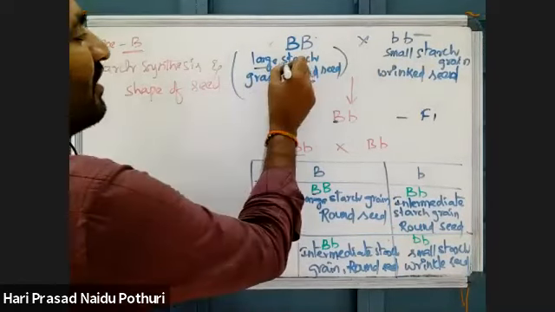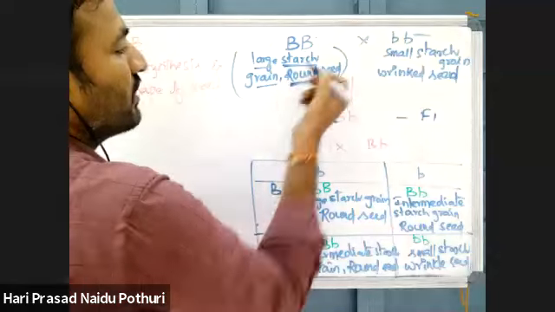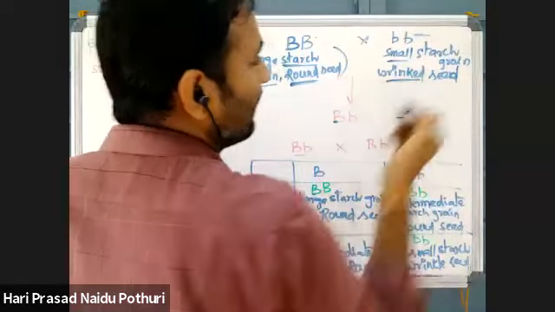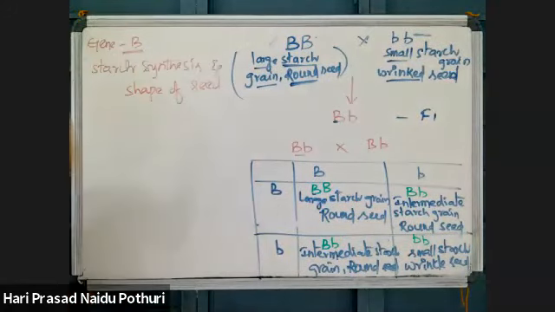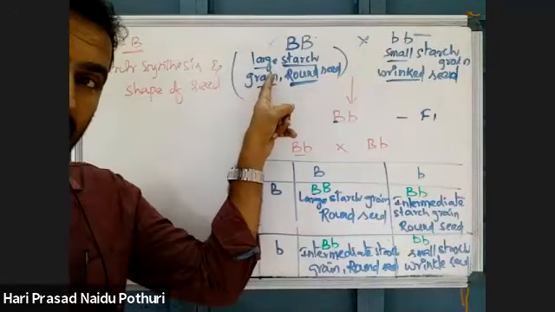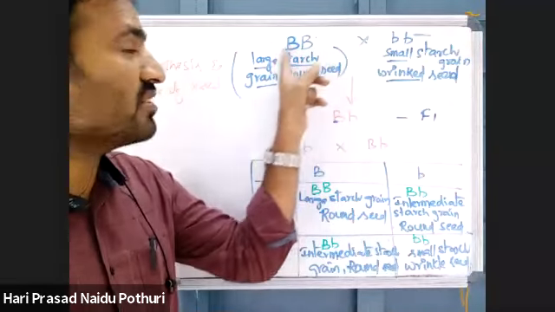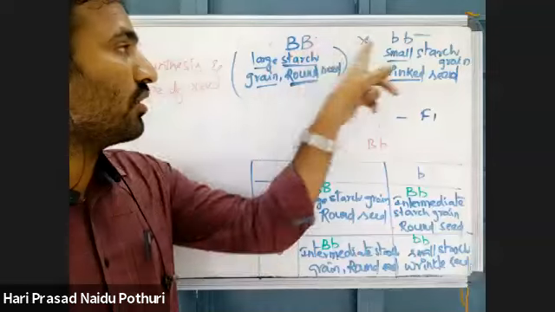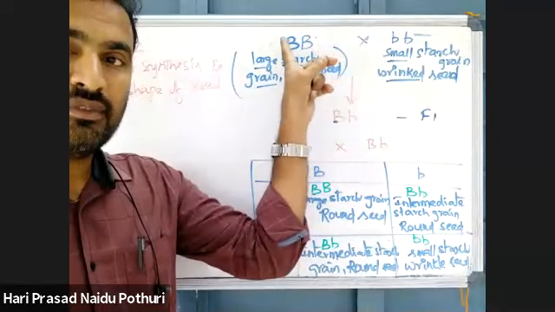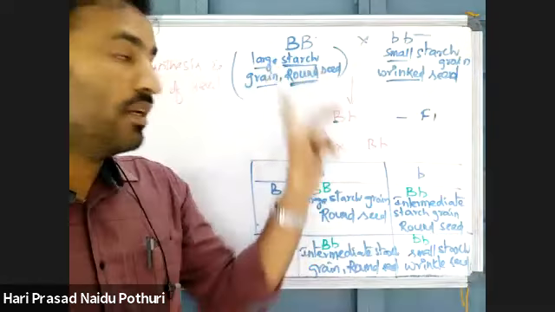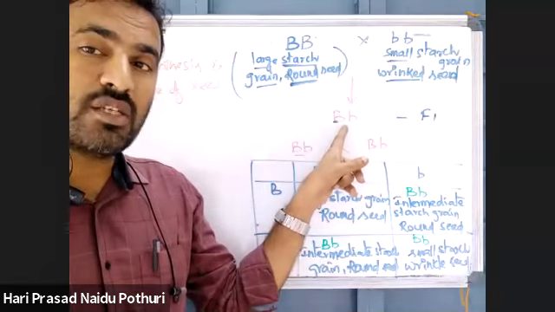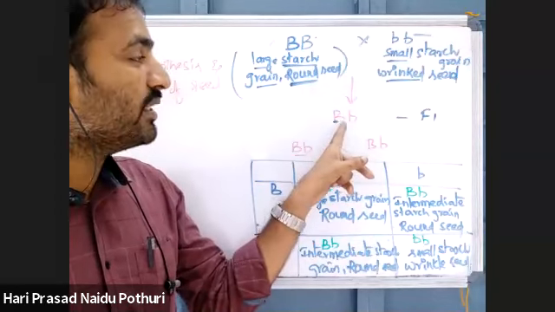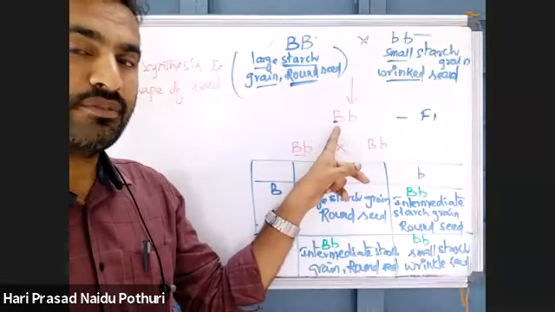See here, large starch grain, round seed is there. Here, small starch grain, wrinkled seed is there. This is a single gene. Yes or no? This is single gene, one gene. So on crossing between true breeding varieties with two characters, there is production of one F1 which is heterozygous. This heterozygous has intermediate starch grain but round shape.